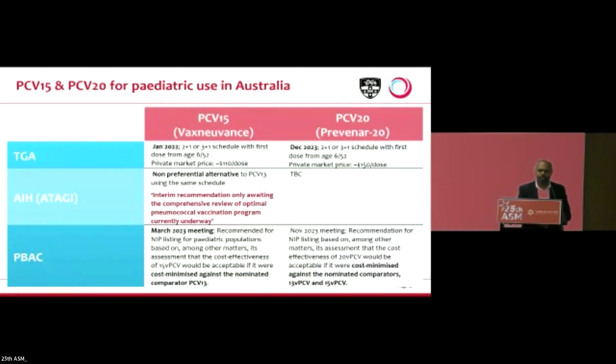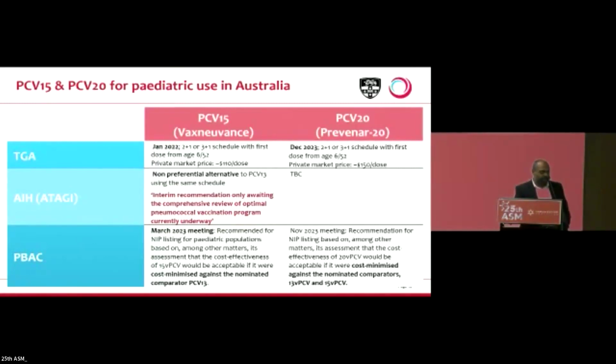So this is the situation with PCV15 and 20 for children at the moment in our country. As Tony mentioned, both these vaccines are TGA approved. Initially it was Vaxneuvance, the PCV15 vaccine, that was TGA approved in January 2022, and more recently, PCV20 has also been approved for use in children. It's not NIP funded yet. It's available in the private market, and you can see the price per dose in the private market there.